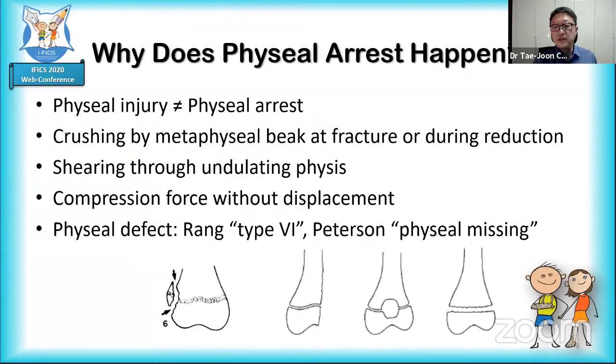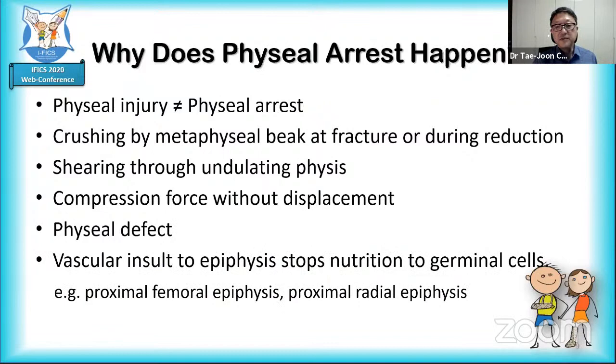The physis can be lost partially or as a whole by an open wound, causing physeal arrest. It was described by Dr. Rang and Dr. Peterson. In some anatomical locations, a physeal injury can cause vascular insult to the epiphysis, stopping nutrition to the germinal cells of the physis. The proximal femoral epiphysis and radial head are examples of this kind of location.